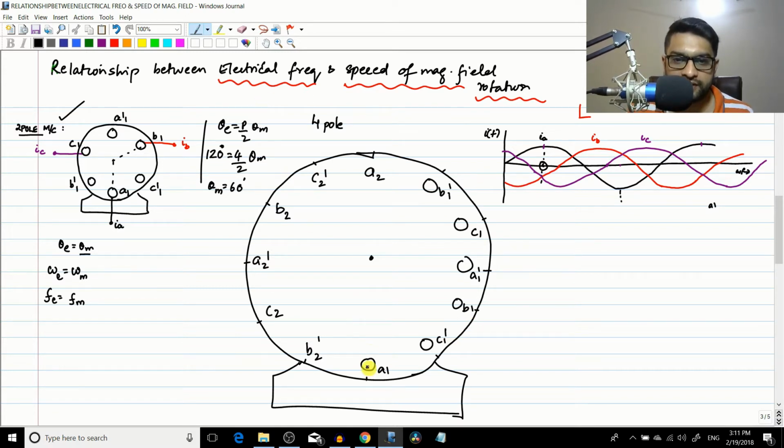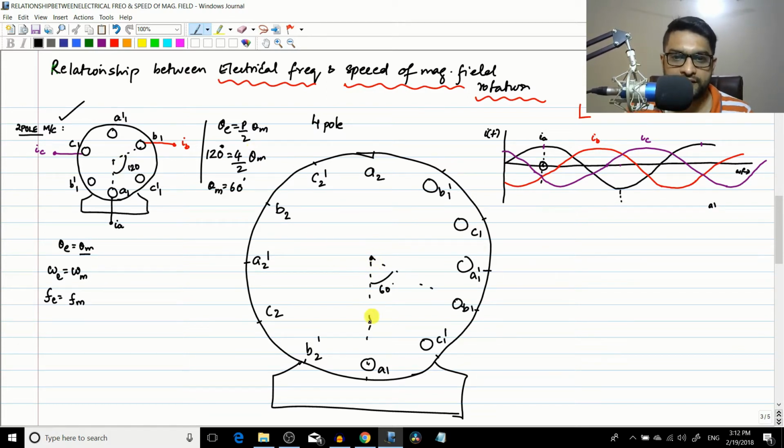So here is your A1. Let us see what is the angle between A1 and B1. You see A1 and B1 have 60 degree difference, because these are equally spaced, between everything there will be 30 degrees. So here there are 30 degrees, so total will be 60 degrees. Here you see how much it was? 120 degrees. For a 6-pole machine you have to do accordingly. For an 8-pole machine you will have to do accordingly.